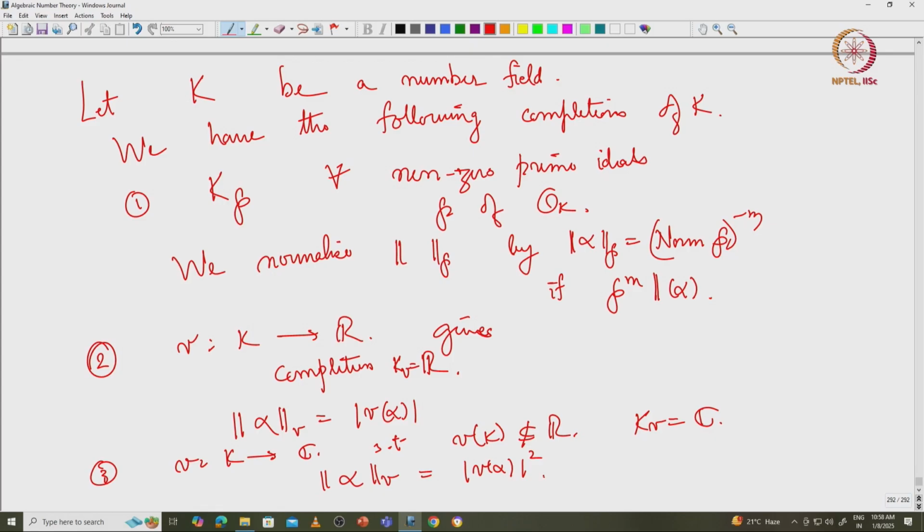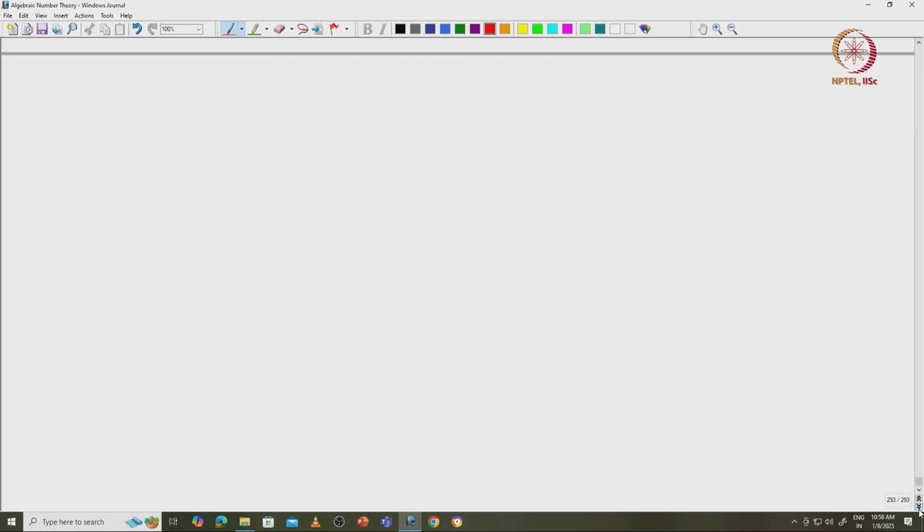Because a complex place is a set of two places, right. There is sigma and sigma bar, or V and V bar, and so somehow that is taken into account when you put square here. So, what we get with this normalization is the following.